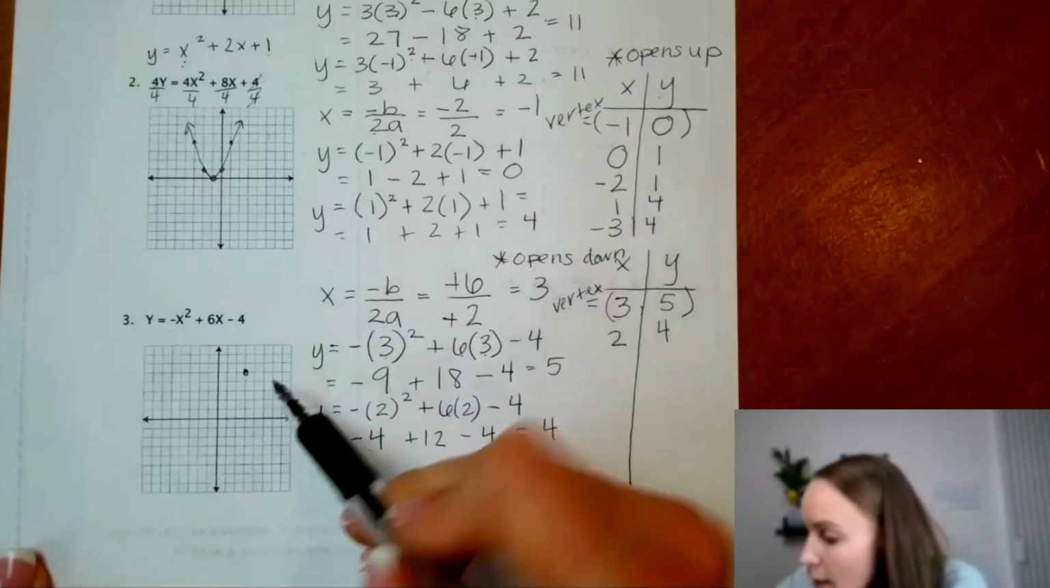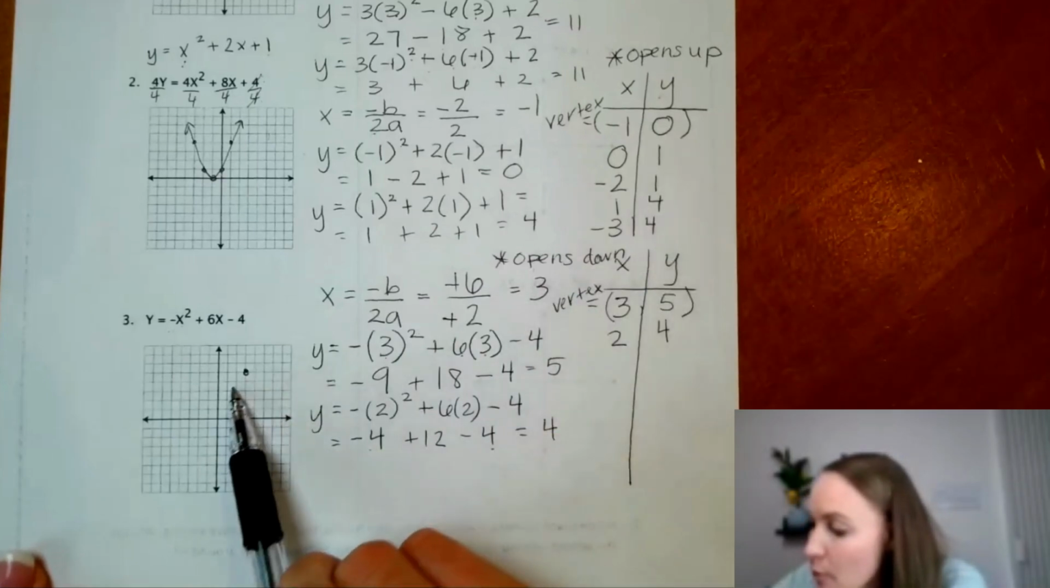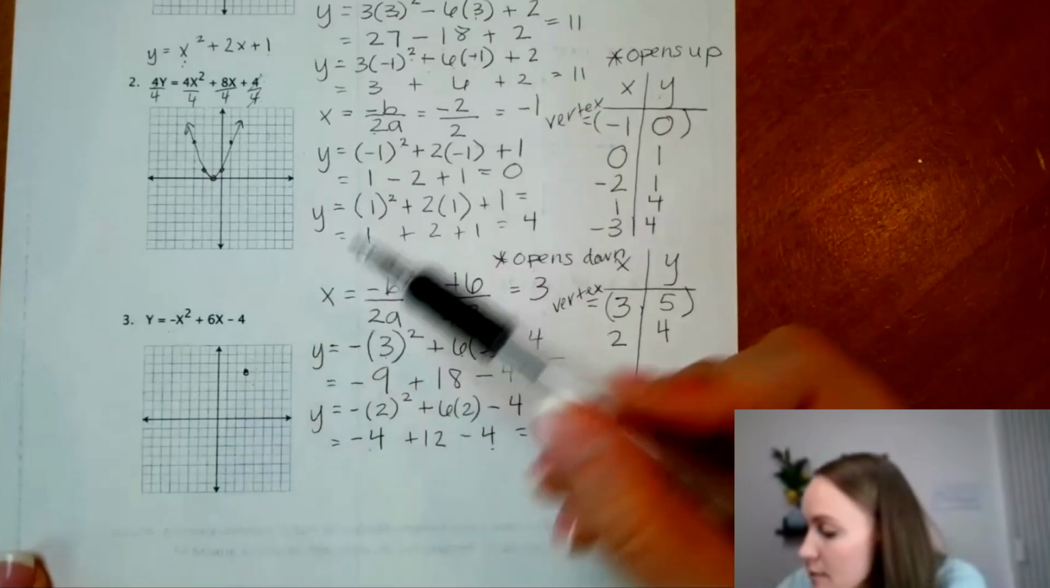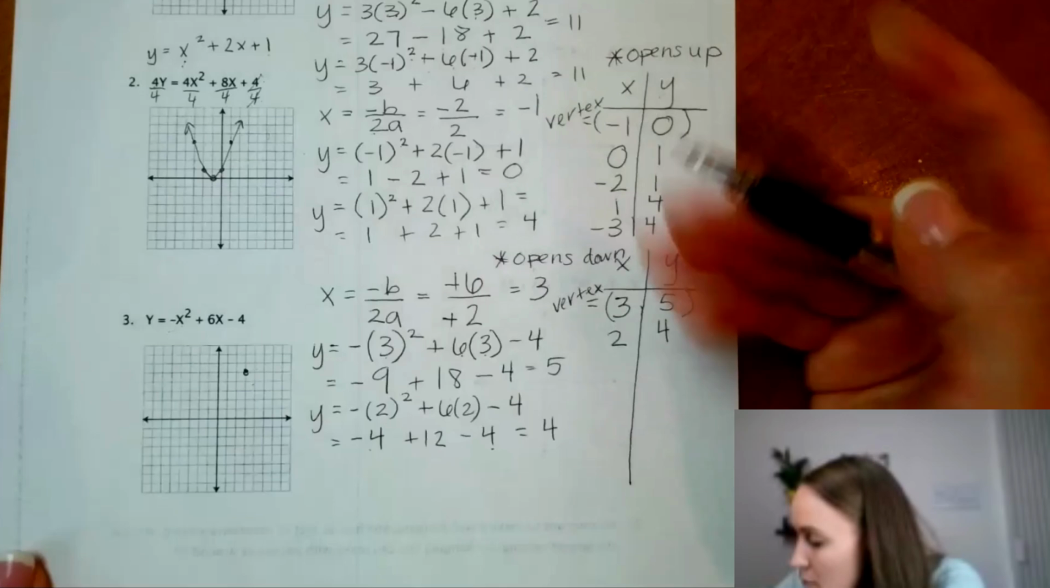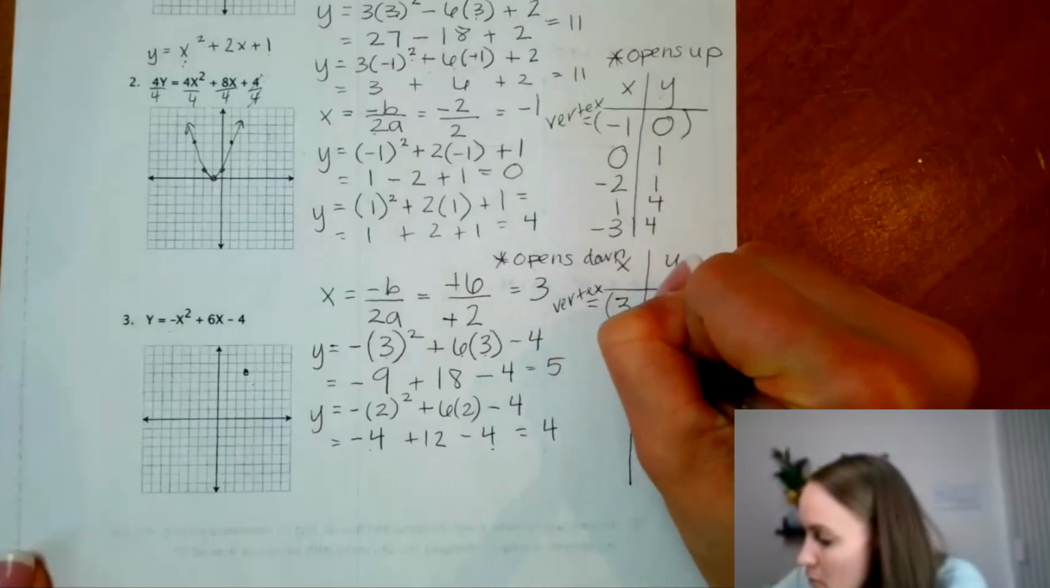And then I know I can get a point for free by going on the other side of the vertex, and that is going to be positive 4. So it's going to be 4 comma 4.